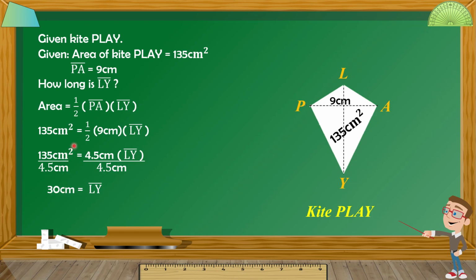So, dito, tinanggal natin yung square kasi, di ba, dun sa law of exponents natin, yung mga exponent, sinusubtract natin. Kumbaga, 2 minus 1 dito sa ilalim. Tapos, matitira na lang is yung centimeter. Kasi, hindi naman area yung hinahanap natin dito. Hinahanap natin is yung diagonal. So, 135 divided by 4.5, that is 30. So, we have LY is equal to 30 centimeters. Yung haba ng diagonal LY natin ay 30 centimeters.